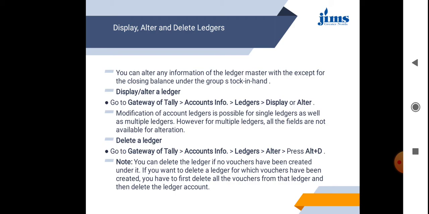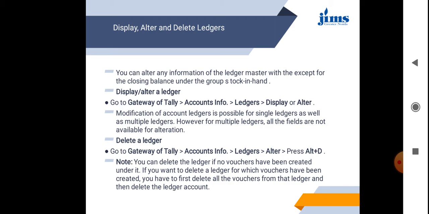On the ledger creation screen, you have to enter the name. Under the group name, the list of groups will appear for you, and from there you have to click on one. So this is very important and very essential to keep in mind under which category that ledger will fall. Then once the ledger is created, how can we display it, alter it, and delete that ledger.